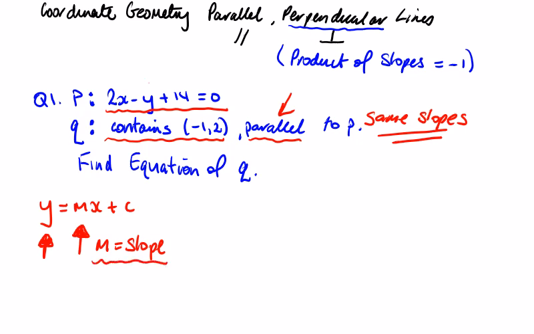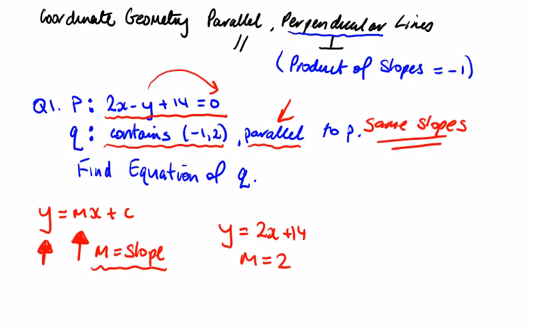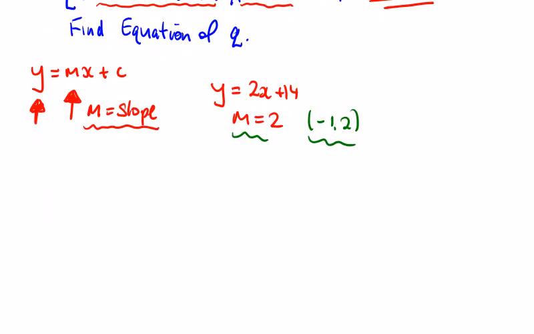Up above, all I need to do is move y to the right to make it positive, but I'm going to write it on the left. y is equal to 2x plus 14. So the slope of this line is 2. And if we have a slope and a point, we're given the point, minus 1, 2, we have our slope and our point. We use the equation y minus y1 is equal to m times x minus x1 to get the equation.